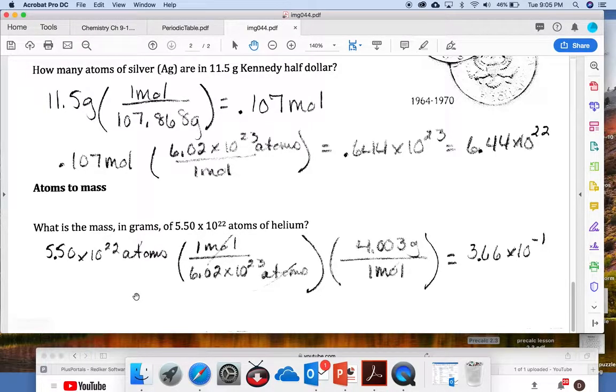Tomorrow we'll do more practice problems on these for the short class period that we have, and we're going to have a quiz over all of this on Friday.